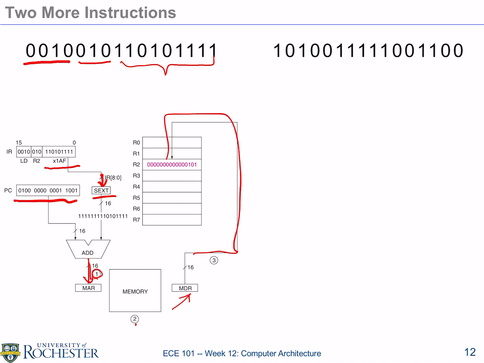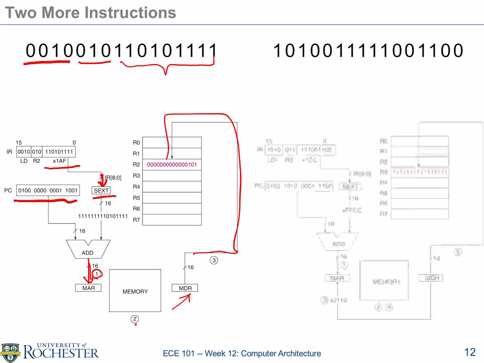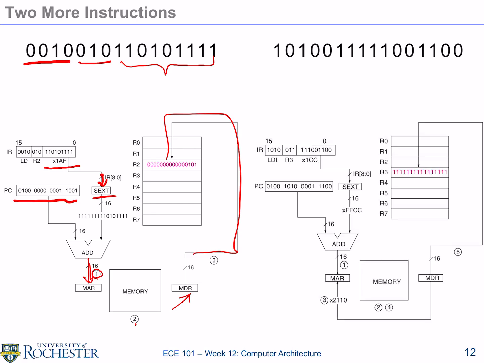Next, you should try this too. 1010. It's another load. We give it a name in the table, I believe LDR. Sorry, LDI. L1010. Okay, what does that mean? Load indirect.